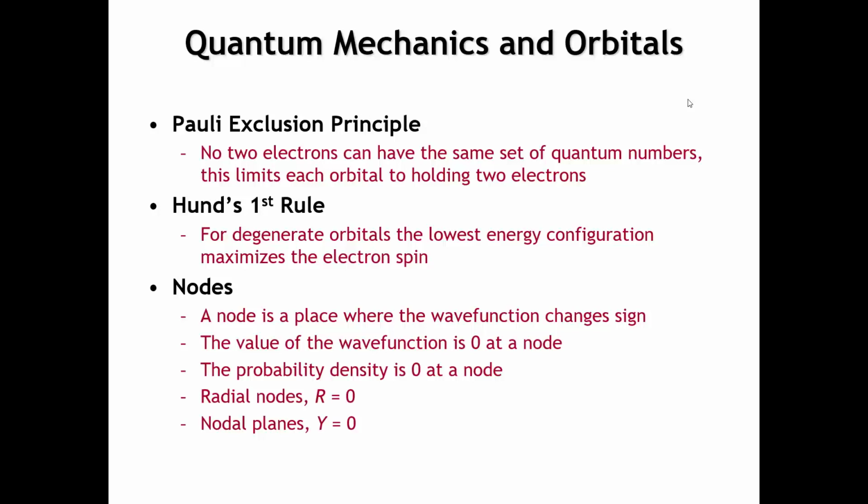And then an important thing to talk about are nodes. So a node is a place where the value of the wave function goes to 0. And it goes to 0 because the sign of the wave function is changing from positive to negative or vice versa. In a minute, we're going to talk about the probability density of an electron in an orbital, and that goes to 0 at a node. And we'll see that we have 2 kinds of nodes. Radial nodes, where the radial part of the wave function goes to 0, and nodal planes, where the angular part of the wave function goes to 0.